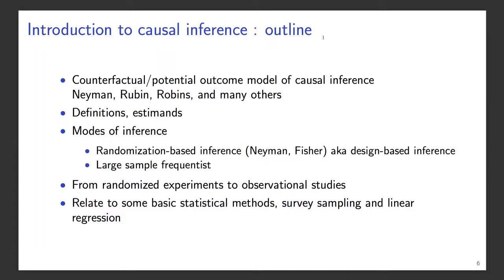I'll talk about definitions and estimands, then touch on a couple different modes of inference. First, randomization-based inference, which I'll go through quickly, tying in some classic results from Neyman and Fisher, and then move to the more common paradigm of inference, which is large sample frequentist inference. We'll talk both about randomized experiments and observational studies. And along the way, I'll try to connect some of this to some familiar statistical concepts, such as linear regression.